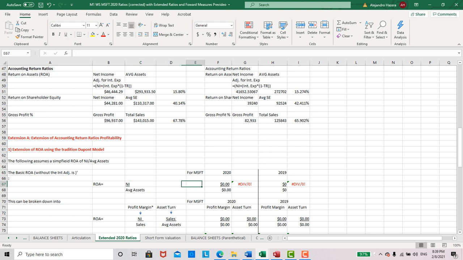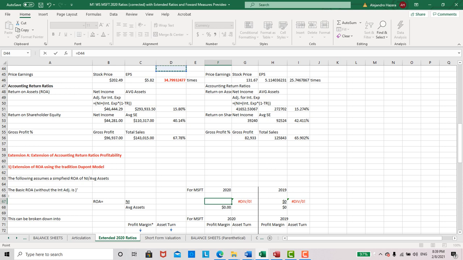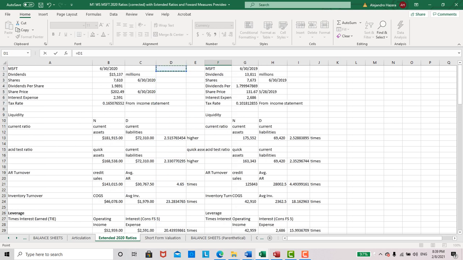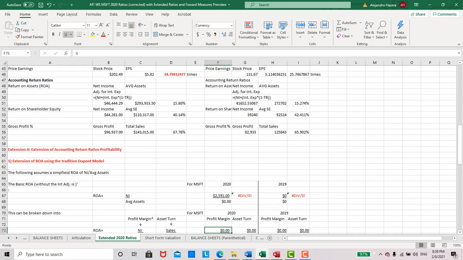For 2020, it'll be slightly different than what I calculated up here because I haven't taken out the interest expense. Interest expense for Microsoft for 2020 was $25.91. Your average assets, now I just have to go up here, on return on shareholders' equity was 293,933.